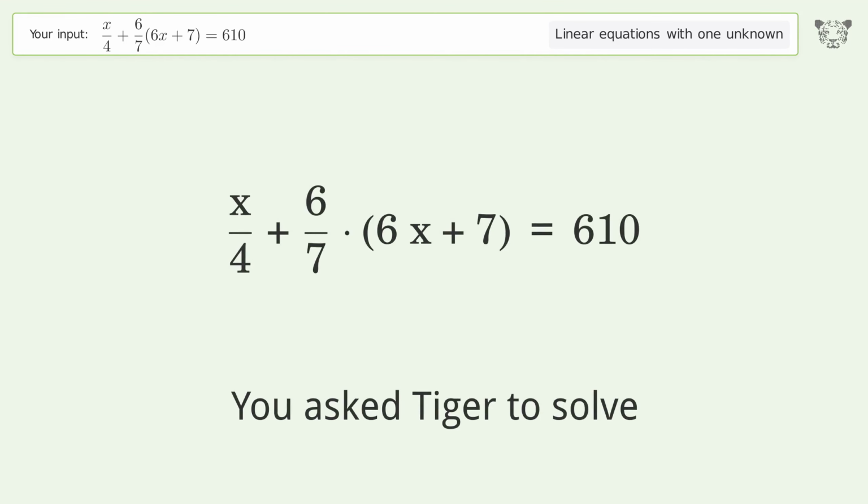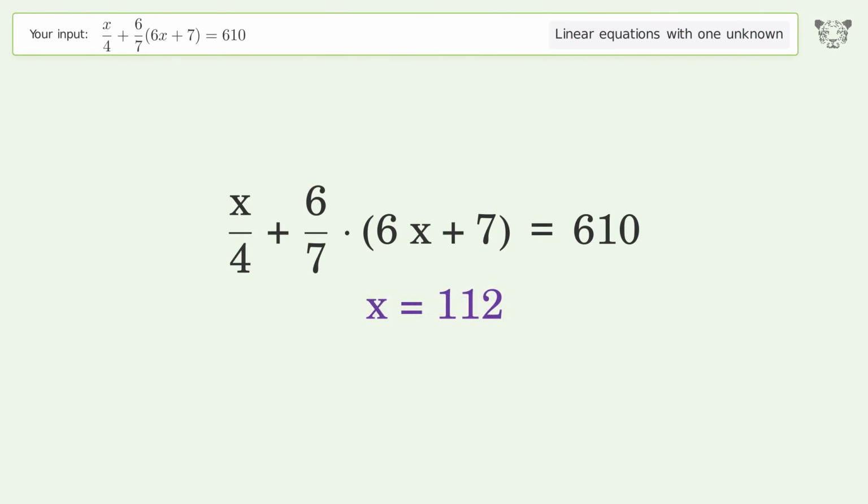You ask Tiger to solve this. It deals with linear equations with one unknown. The final result is x equals 112. Let's solve it step by step.